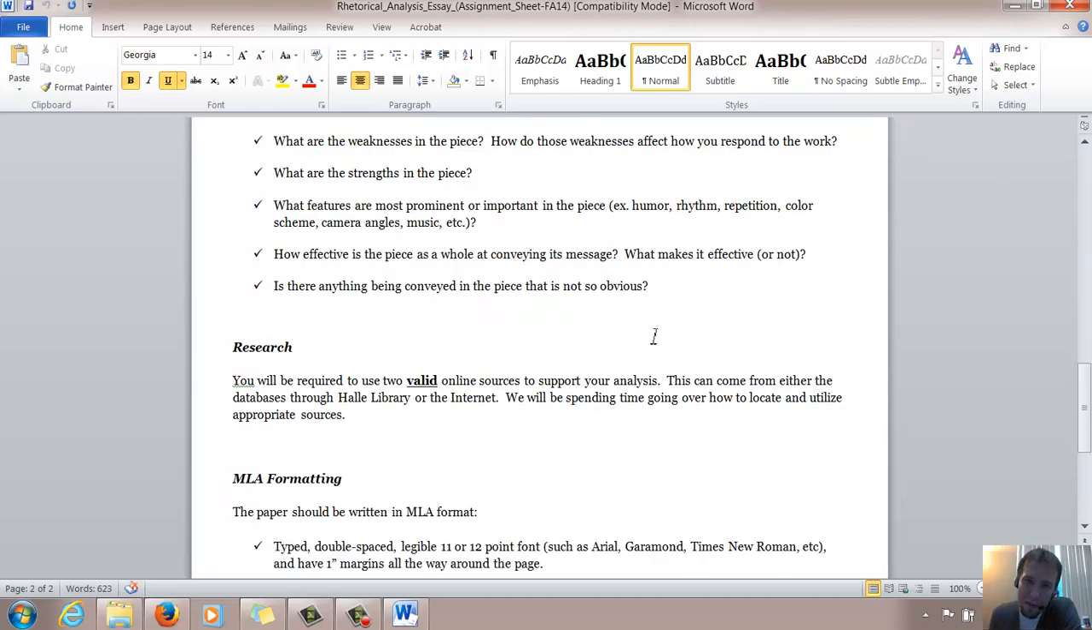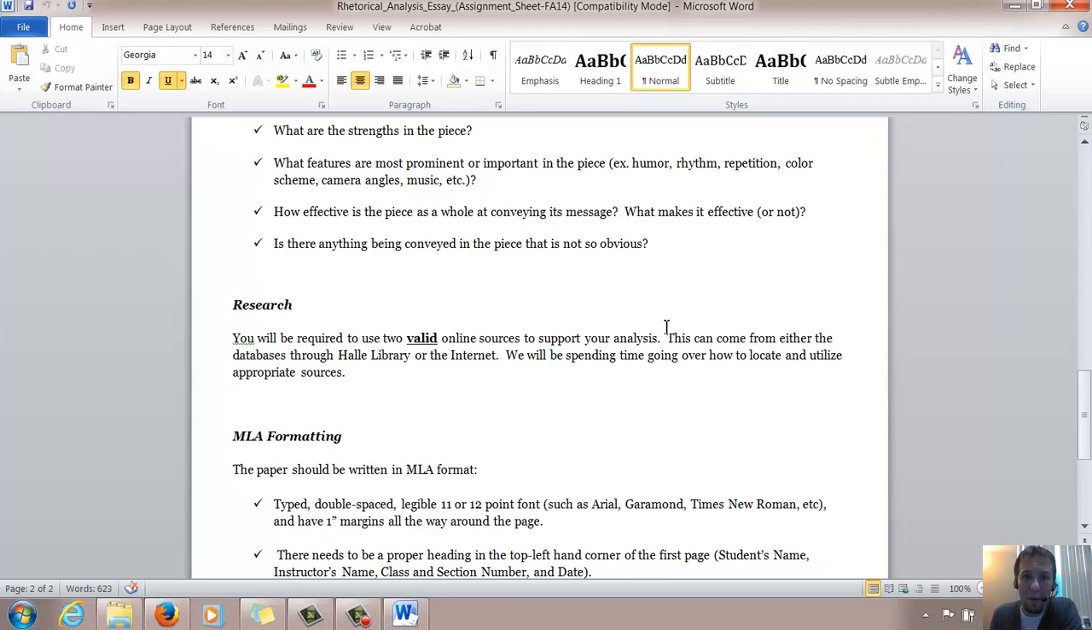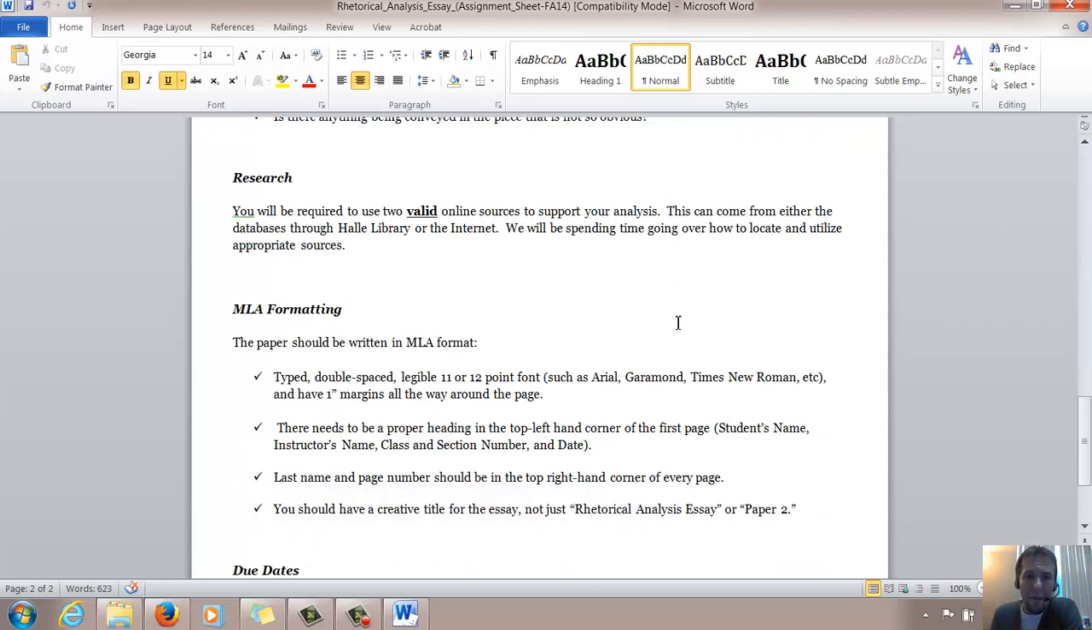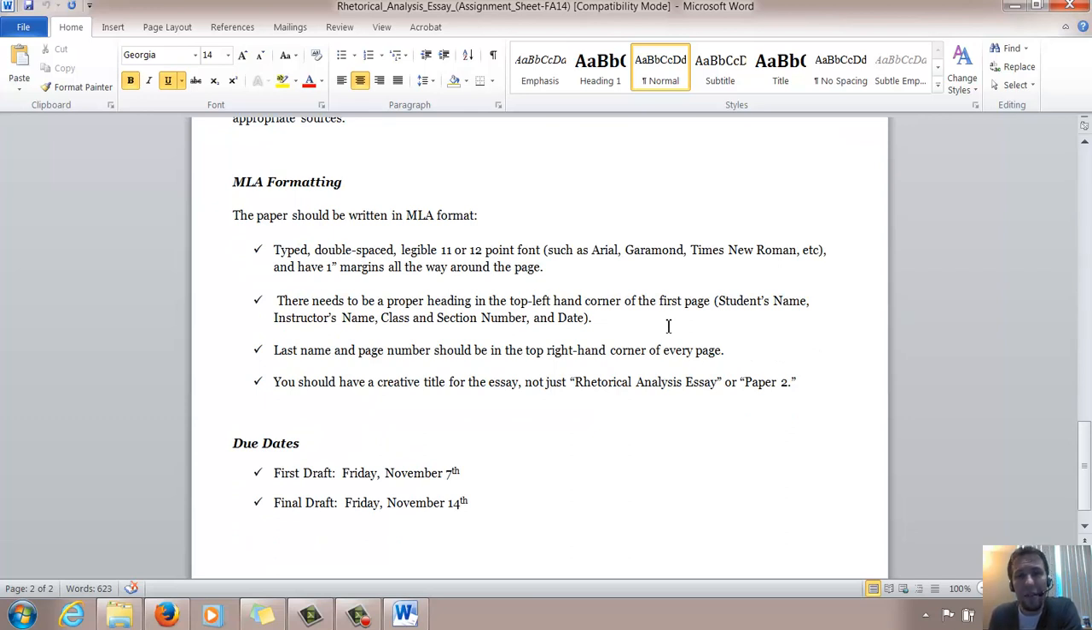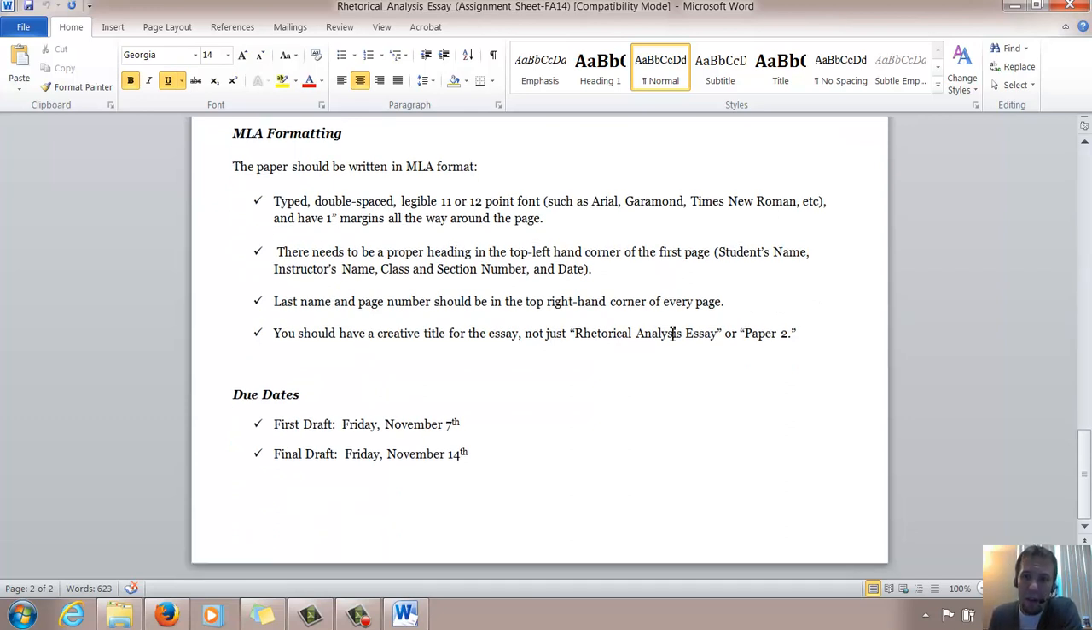The research component of it, so I would like you folks to use 2 valid online sources to support your analysis. What are valid sources? There's a little bit of discretion as far as what that might be, but probably it's something that is going to come from the Haley Library, right? A valid source on the internet that comes from a reputable place, institution, whether it's educational or a long-standing, for example, credible publication or newspaper. MLA formatting, again, I'm flexible with that. If folks want to do APA, because APA is within your major, that's fine. You can do APA formatting as well. The first due date is this Friday. Okay, final draft being the week after.